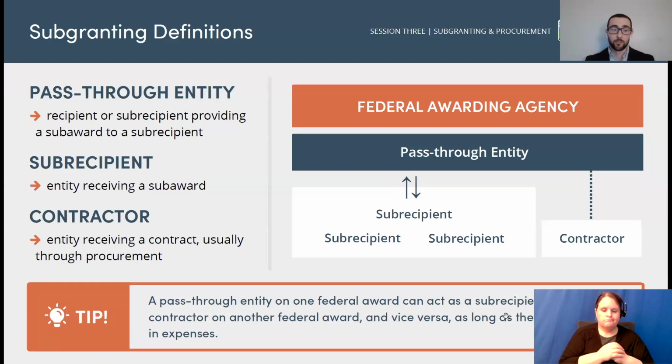It's worth remembering that you can be a pass-through entity on one federal award, but you can act as a subrecipient or even a contractor on another federal award. Just make sure that if that's the case, there's no overlap in expenses. We don't want to be double counting expenses anywhere in that process.